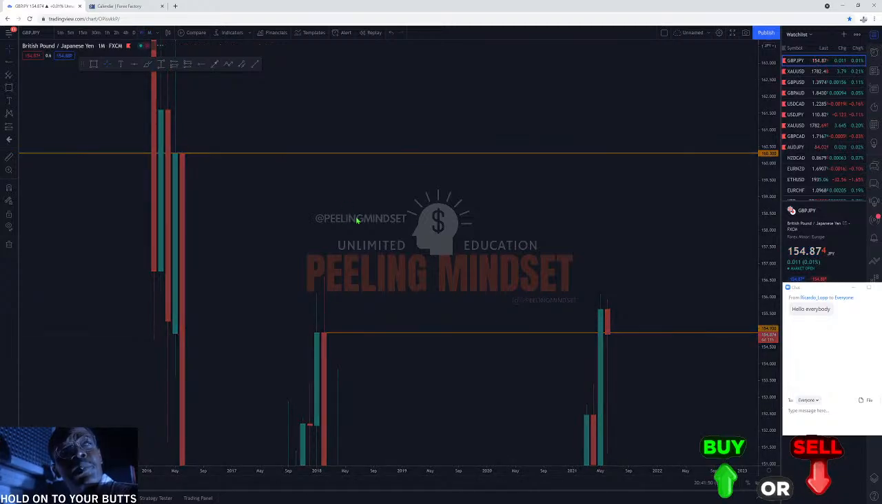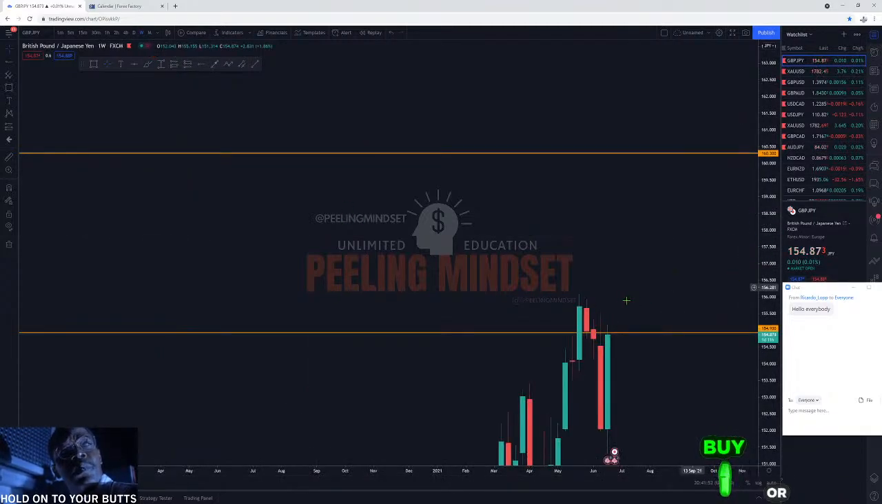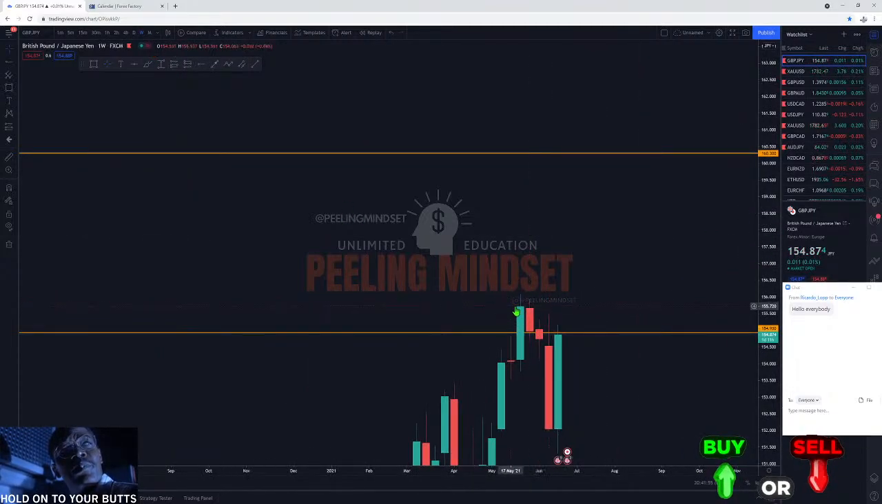Let's go into the weekly time frame and see what's happening on the weekly. All right, weekly time frame, obviously, this is a key rejection level, this one right here. From here, 155.710, I would say.